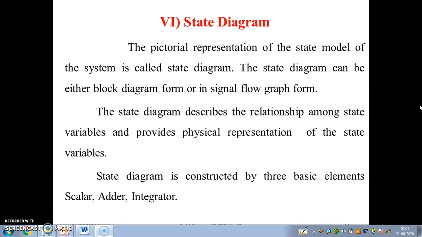In the previous lecture, we have seen the introduction to state space analysis, the definition of state, state variables, state equation, and how to formulate the state model for an nth order system. In today's class, we will be looking into the state diagram.